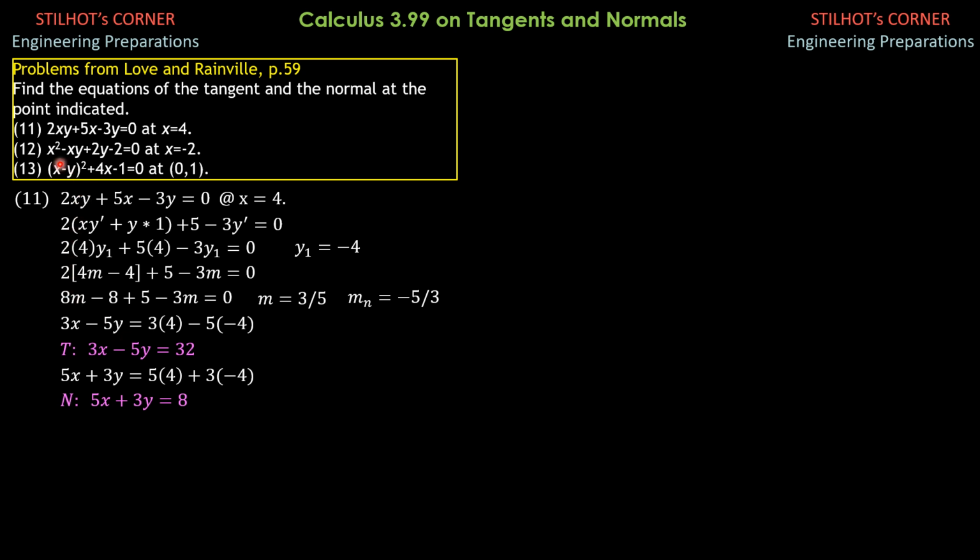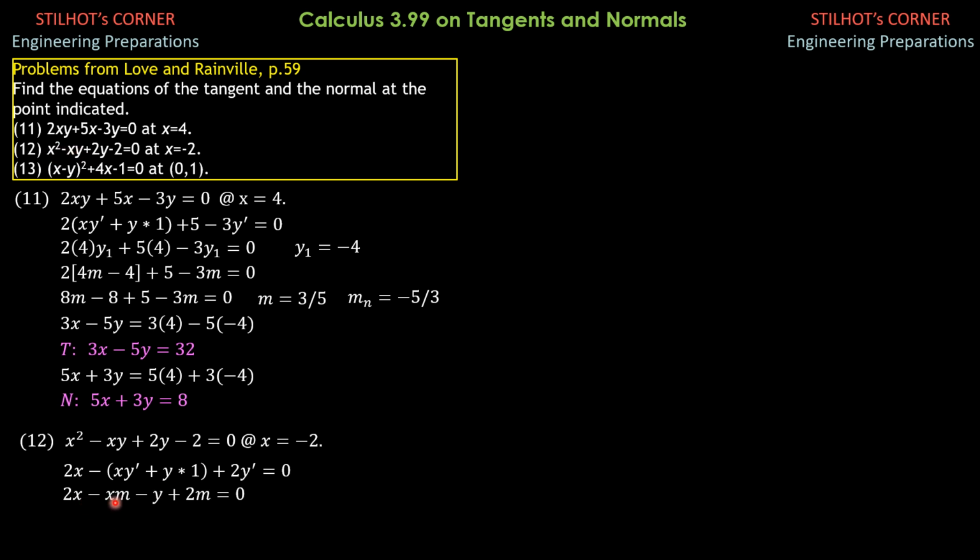We then proceed to problem 12. So x squared minus xy plus 2y minus 2 equals 0. We differentiate this first. x1 is negative 2. So 2x minus quantity xy prime plus y times 1, plus 2y prime equals 0. Then we'll find the value of y1 when x is negative 2. Simplifying first, 2x minus x m, where y prime is replaced by m, then minus y, then plus 2m equals 0.